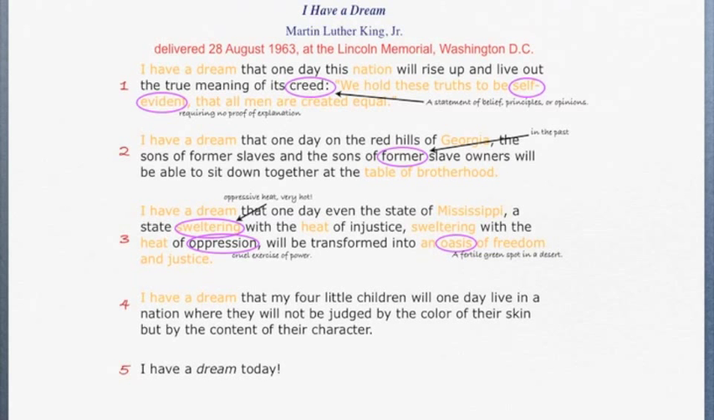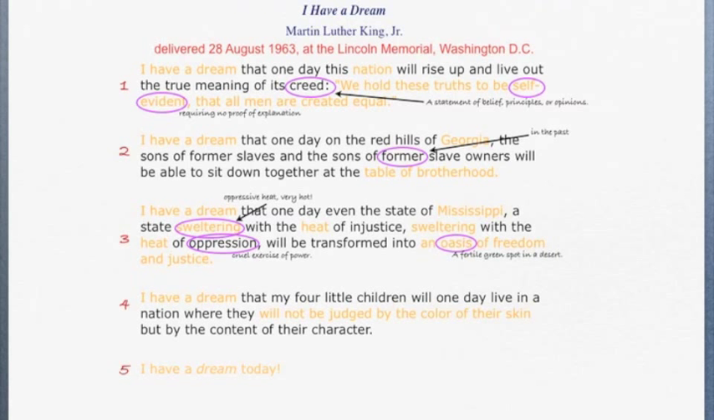Stanza 4, I'm going to highlight I have a dream because it's repeated, and I'm going to highlight will not be judged by the color of their skin. I'm going to highlight this because this is the first time in the entire speech that he has mentioned the color of the skin being the root issue for the inequality, and I think that's very important.